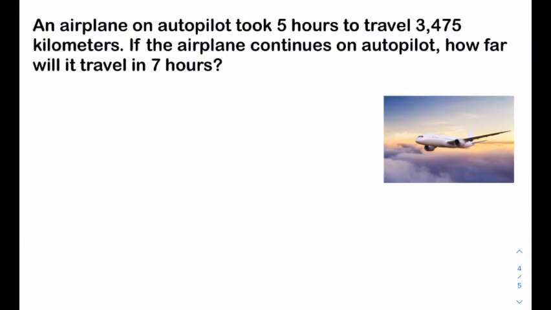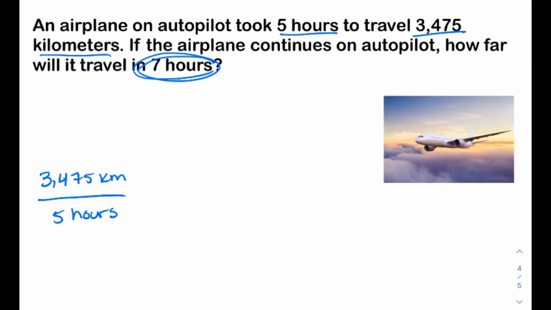An airplane on autopilot took 5 hours to travel 3,475 kilometers. If the airplane continues on autopilot, how far will it travel in 7 hours? Let's start by taking out that important information. We know it travels 3,475 kilometers. That takes 5 hours. We're looking for the distance traveled in 7 hours.